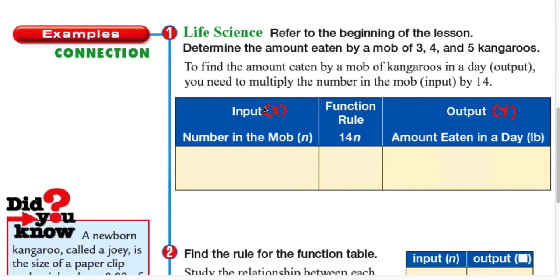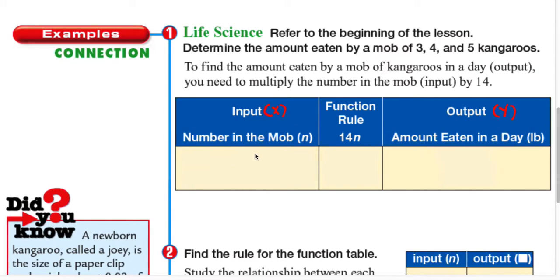If you notice, I put x here and y there, because once we start graphing this in a coordinate plane, our output will be our y coordinate and our input will be our x coordinate, and our output will always be dependent on our input.